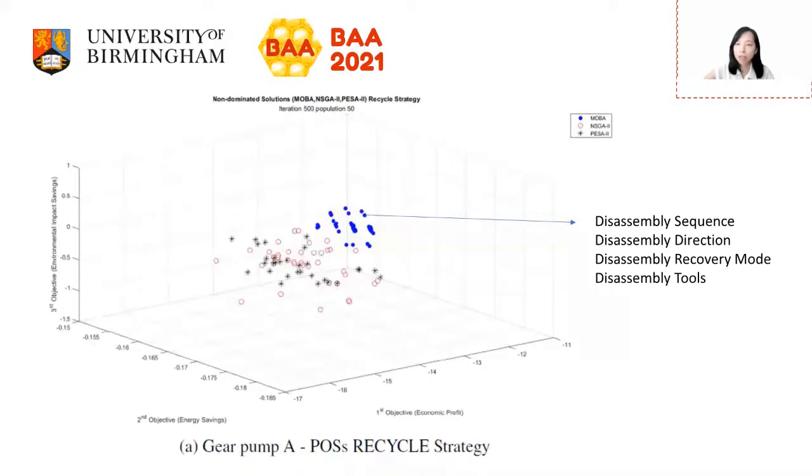This figure shows the Pareto optimal solution for gear pump A for iteration 500, population size 50, and recycling strategy using 3 algorithms: multi-objective BIS algorithm in blue, NSGA2 in red, and PESA2 in black. Each dot represents a trade-off solution with a disassembly sequence, direction, recovery mode, and tools as shown in the table in the previous slide.